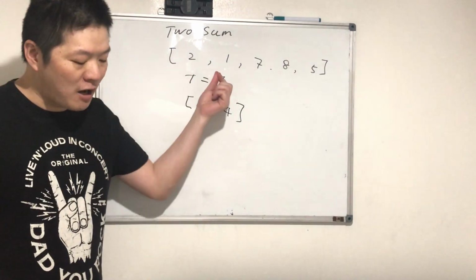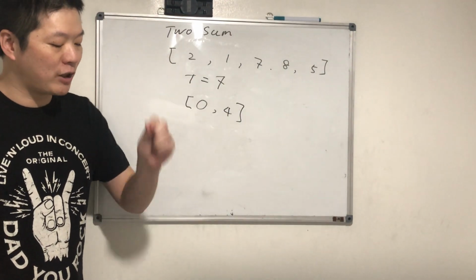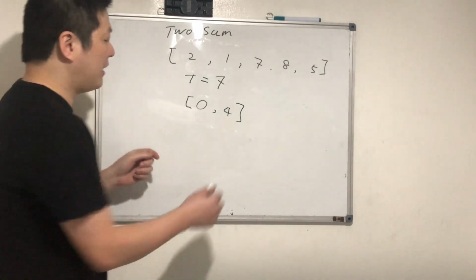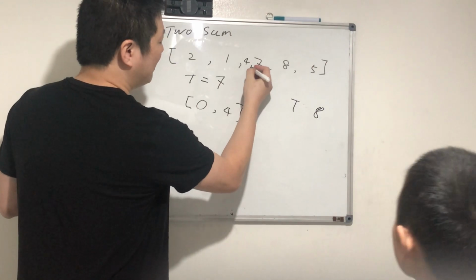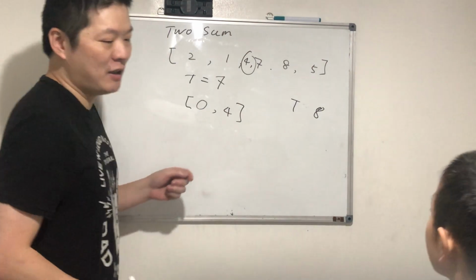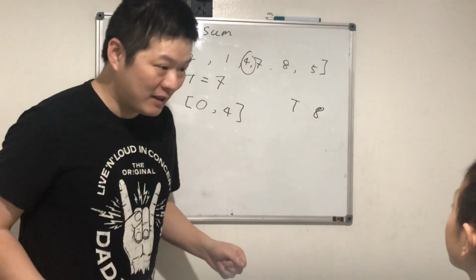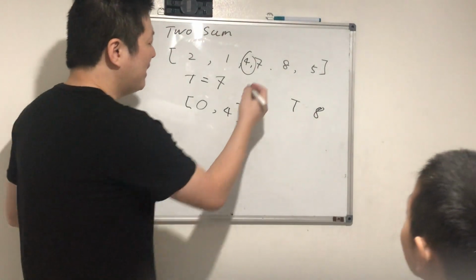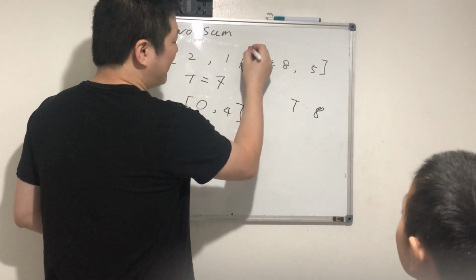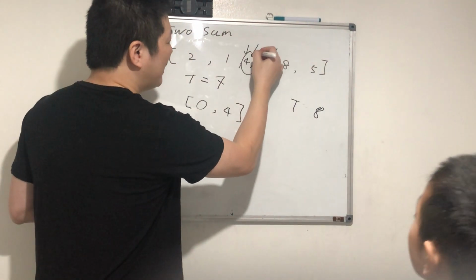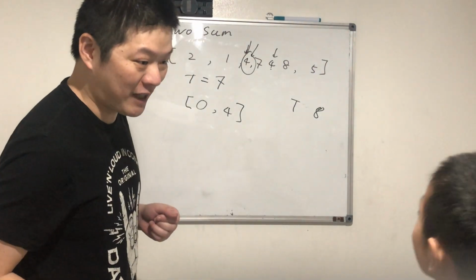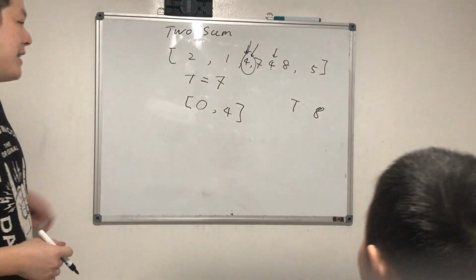And you are allowed to use each number only once. So if the target is 8, and there's a 4 here, you are not allowed to use the index 4 twice. But if there is another 4 here, then you can return the index of this and this. Does it make sense? You can also do 7 and 1.